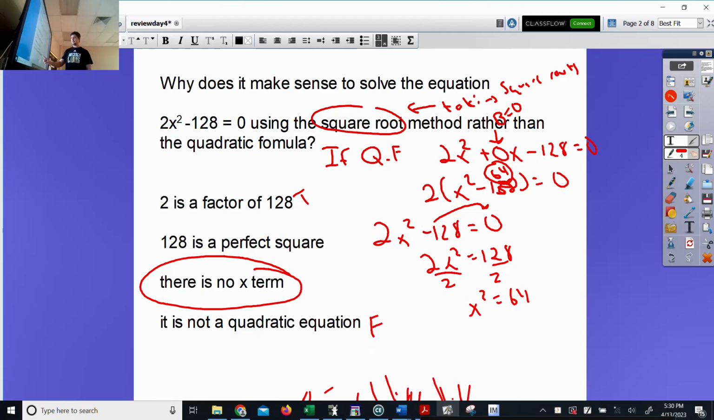That's definitely false. That is a quadratic equation. 128 is not a perfect square. I don't know its square root.